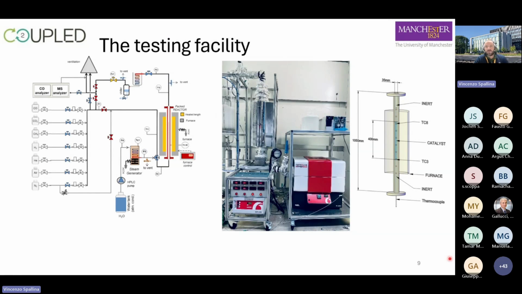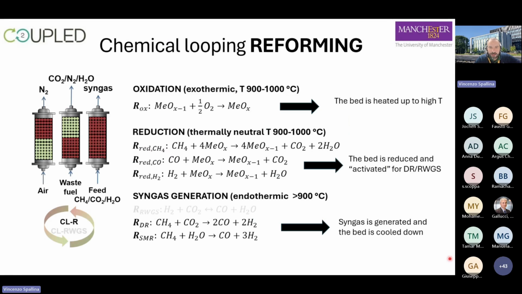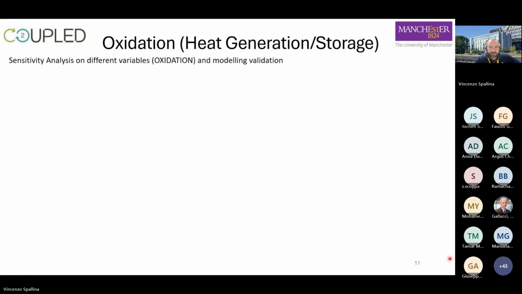So it's a reactor of 1 meter length and 35 millimeter internal diameter, where multiple thermocouples are needed to measure the temperature inside the reactor. For the chemical looping reforming, again, the set of reactions is the same, and most of the testing here has been done using both CO2 and steam.